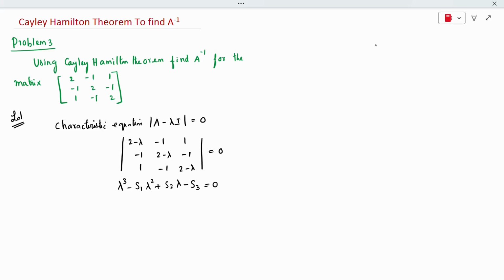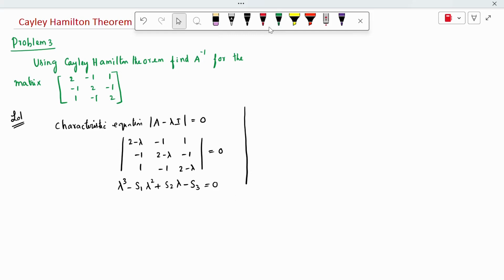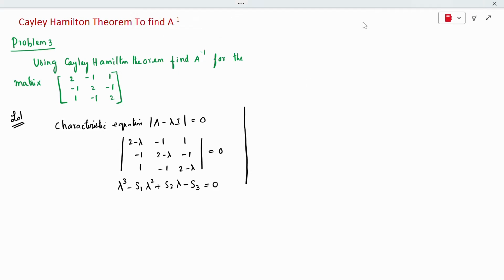Now I will find all your S1, S2, S3. So what is that formula? S1 is nothing but the sum of the diagonal elements, 2 plus 2 plus 2. So it is nothing but 6.